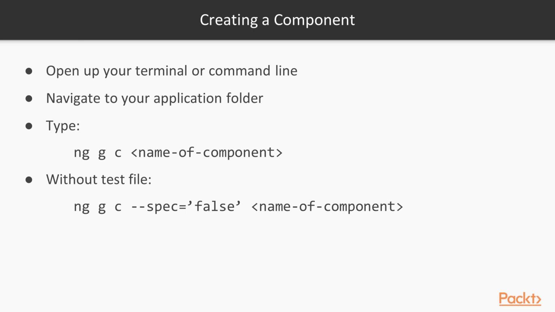And how we do this is by opening up the terminal or command line and navigating to your application folder, and then simply typing in the command. We could type in ng, g for generate, c for component, and then the name of your component. And this will create 4 files as we've previously discussed. So let's go ahead and open up your terminal or command line and do that now.